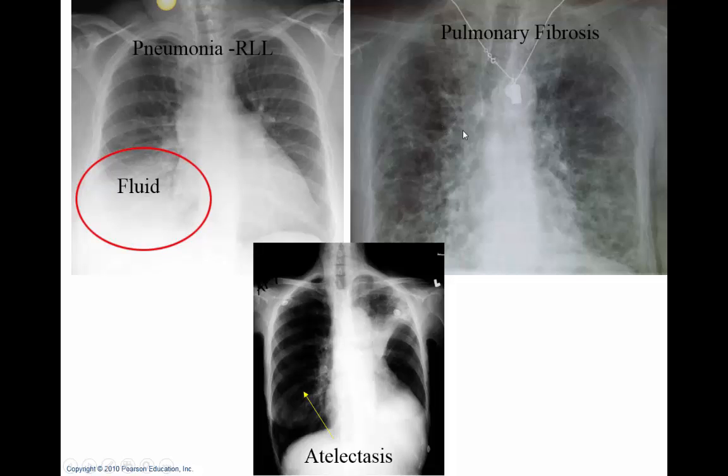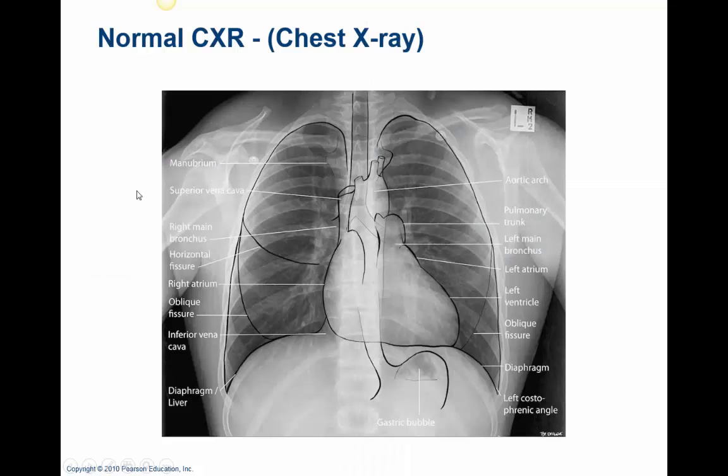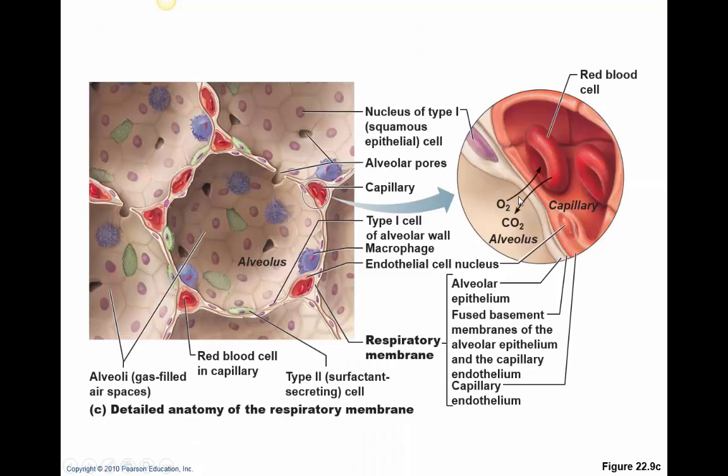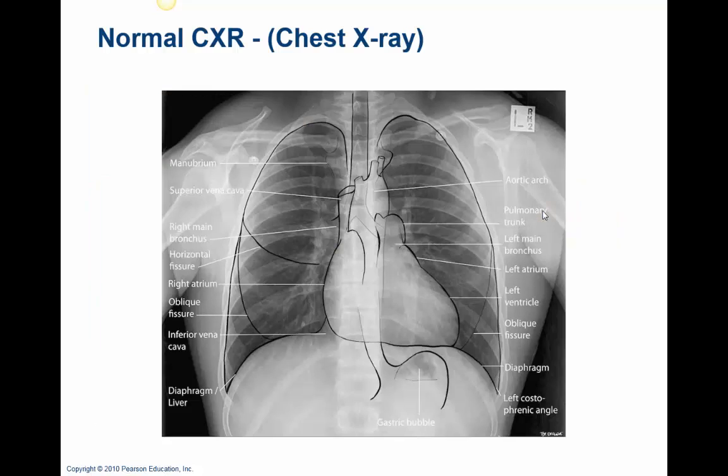So if we have fluid in the lungs, if we go back to our respiratory membrane, if we have excess fluid in between these two membranes or inside this membrane, we're going to see a problem with oxygen and carbon dioxide diffusing if we have an increased thickness of the membrane. So that causes oxygenation problems with these patients. So fluid interferes with the respiratory membrane.